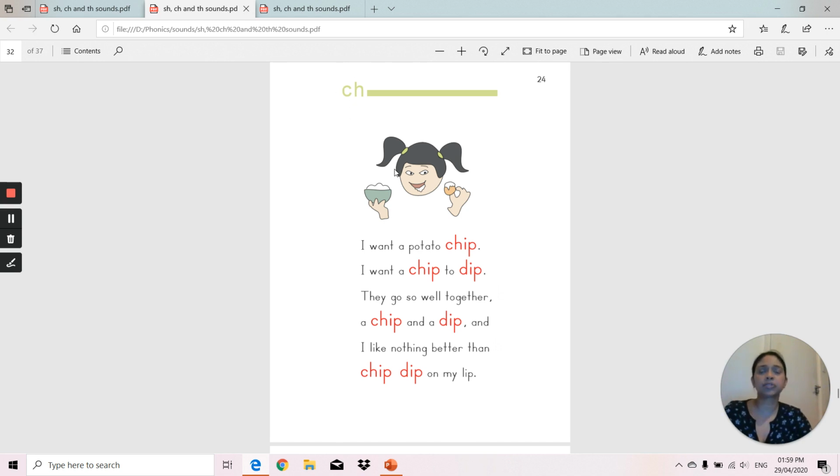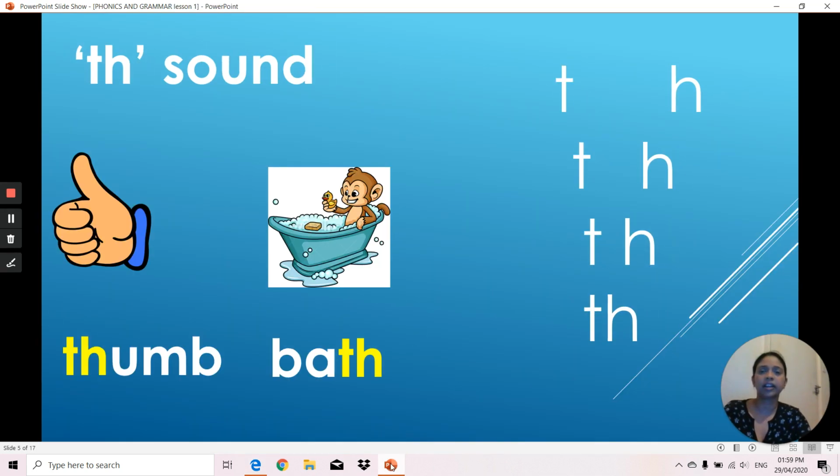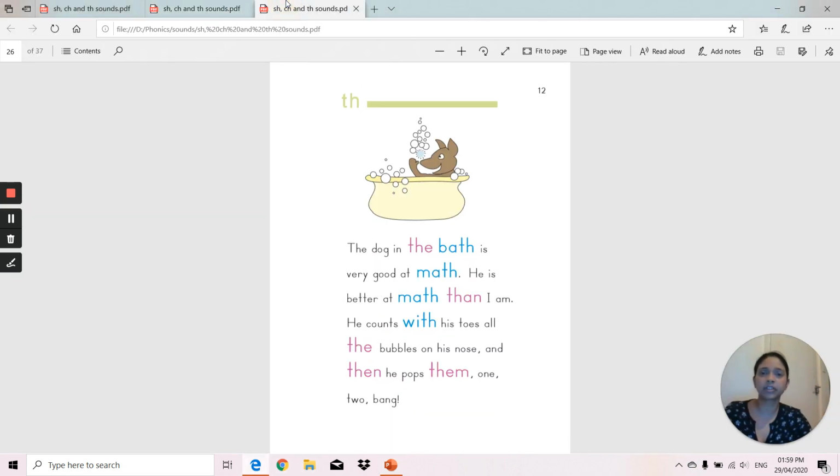And your last sound today will be your th sound. Again, the th sound is made by using a t and a h. When you bring a t and a h together, it will make a th sound. Th in the beginning of a word as in thumb, and th at the end of a word as in bath. Now a story on your th sound.